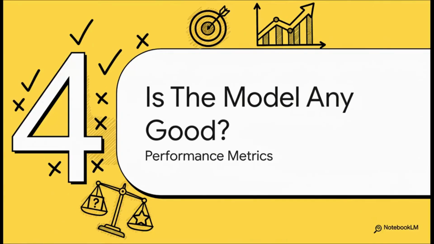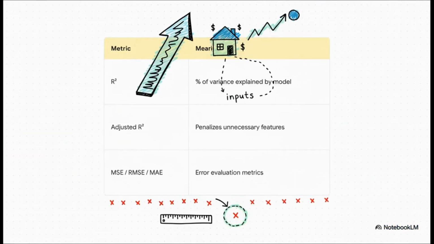All right, so we've built our model. We've checked the assumptions. The big question now is, is it any good? How do we actually grade its performance? How do we know if we've built a superstar or a total dud? Well, we use performance metrics. The most famous one is R-squared. You can think of it as a percentage that tells you how much of the story your model is actually explaining. A high R-squared means your inputs are doing a great job explaining the changes in the output. Other metrics like MSE or MAE are more direct. They just tell you, on average, how wrong your predictions are.